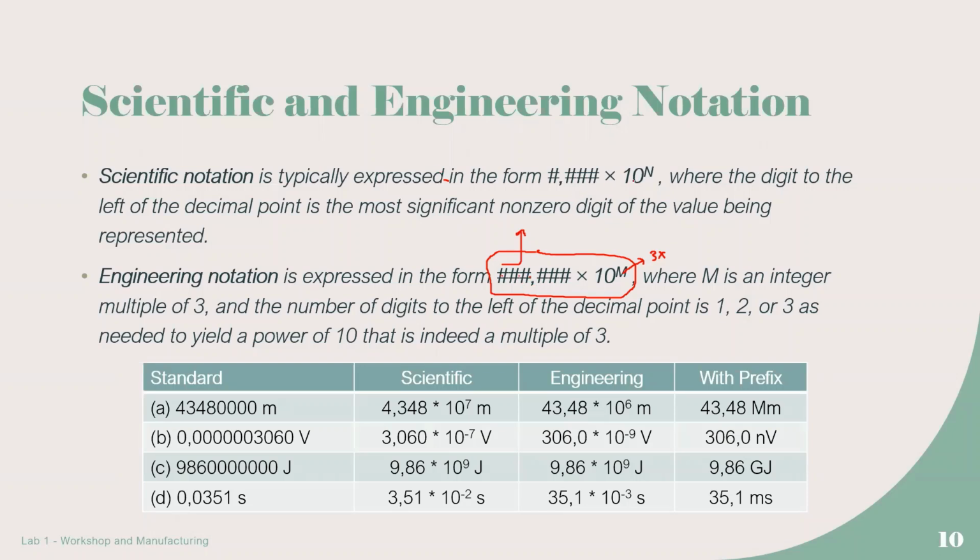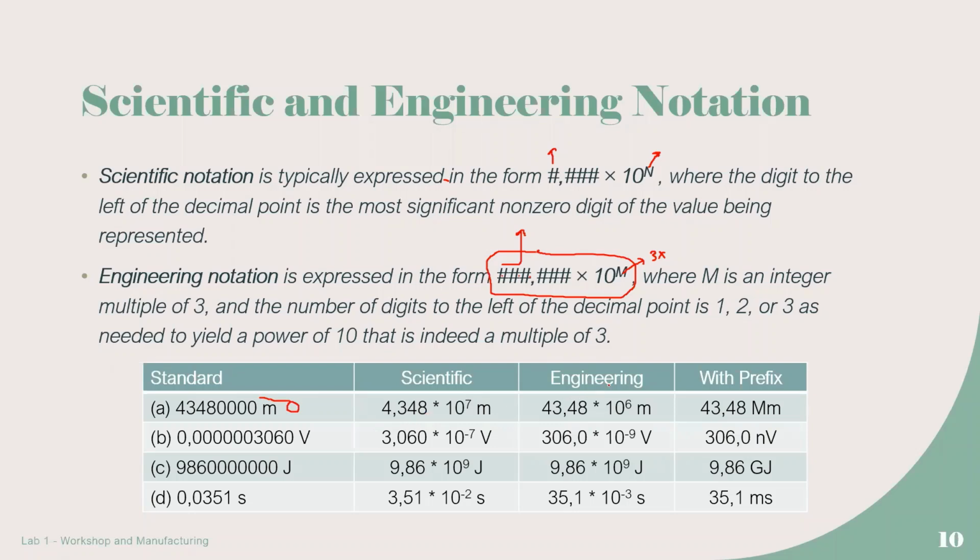But in scientific notation, this is your exponent. This exponent doesn't have to be a multiple of 3. However, your digit on the left side of the comma has to be just 1 digit. You cannot have 3 digits here. You have to have 1 digit if it is a scientific notation. Let's go through the example. You're going to understand it better now. So this is my value here.